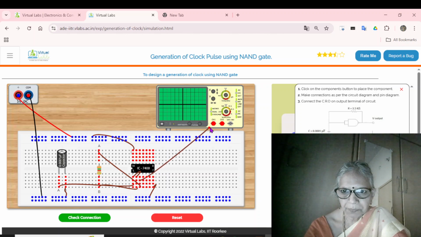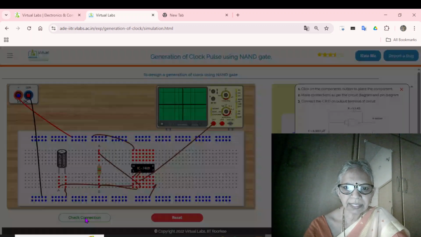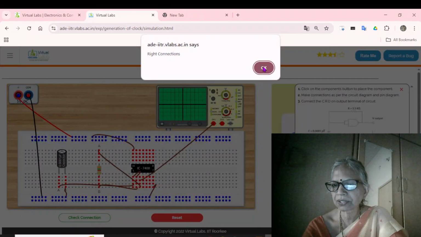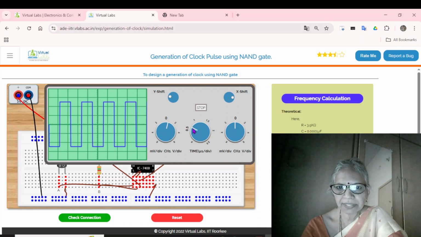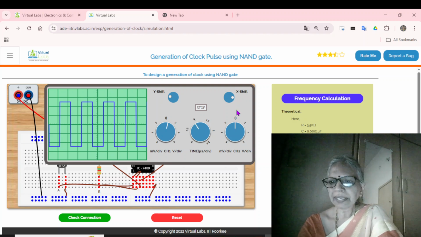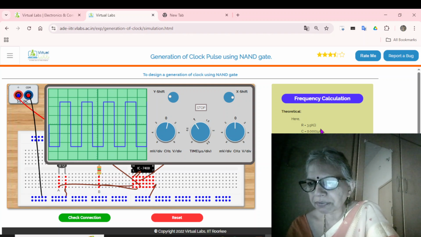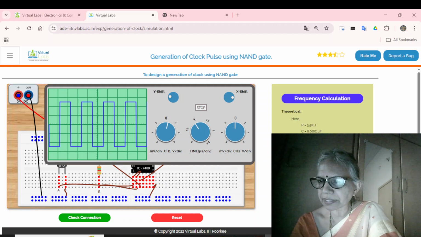So check the connections. It says the connections are right. So this is how your CRO is coming. Adjust the frequency. If you adjust the frequency, you will be able to see the waveform properly. So R and C values are taken as 3.5 kilo ohms and 0.001 microfarads.